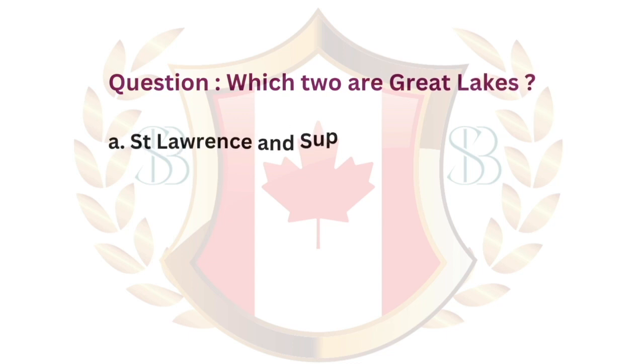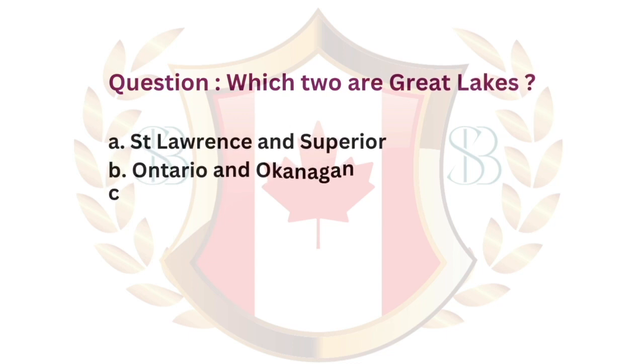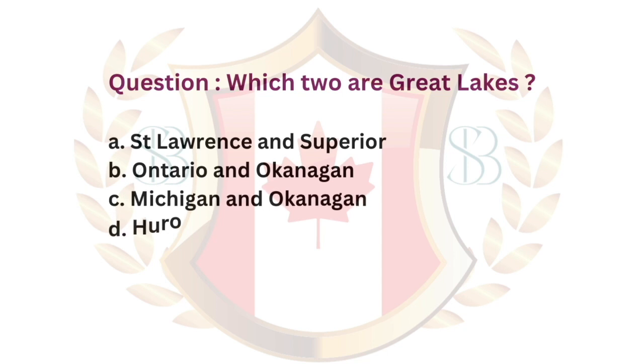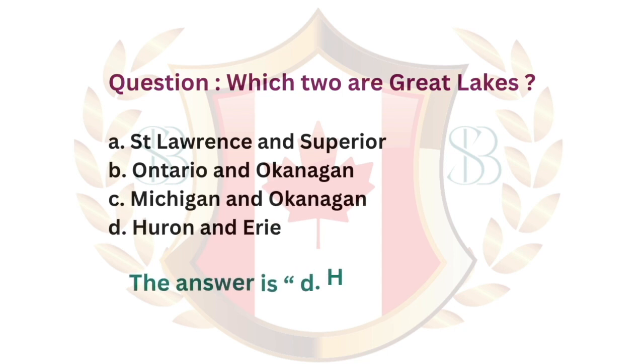Question. Which two are Great Lakes? A. St. Lawrence and Superior. B. Ontario and Okanagan. C. Michigan and Okanagan. D. Huron and Erie. The answer is D. Huron and Erie.